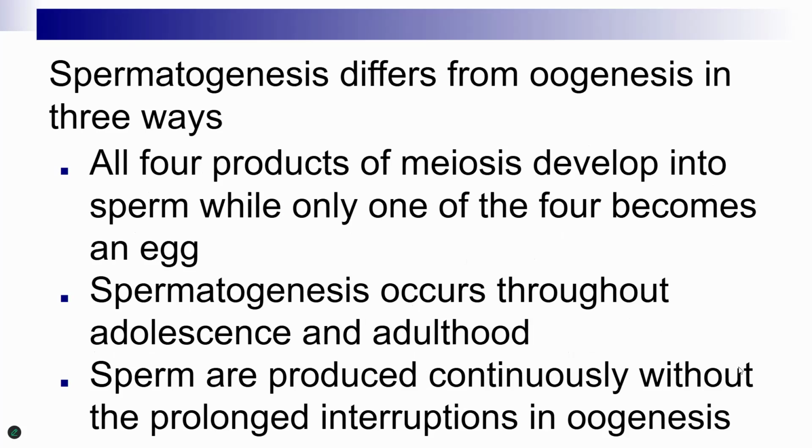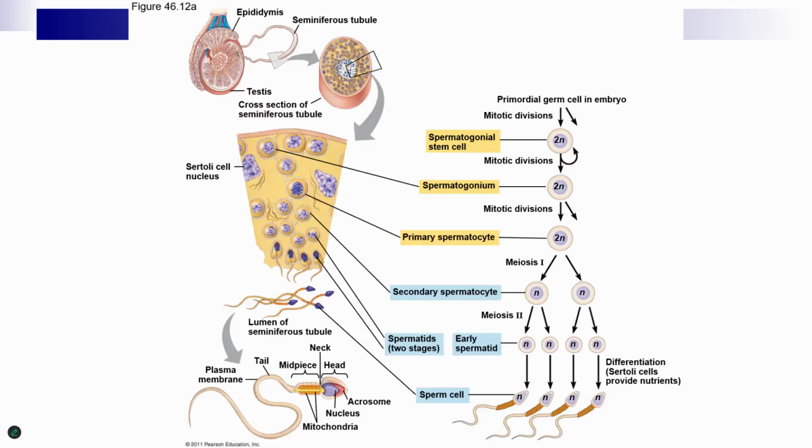So if we look at how spermatogenesis differs from oogenesis, making sperm versus making eggs, there's a few ways that they differ. All four products of meiosis develop into sperm, while only one of the four becomes an egg. And we'll take a quick look at that in a second. Spermatogenesis occurs throughout adolescence and adulthood, so it's a constant process of making sperm all the time. And sperm are produced continuously without the prolonged interruptions of oogenesis, and I'll talk about what that is in a second.